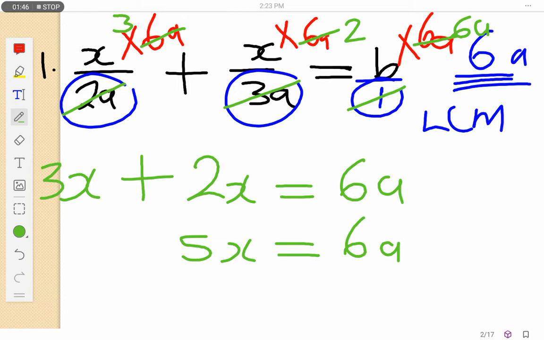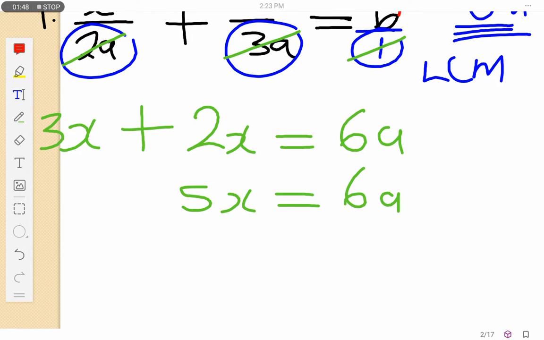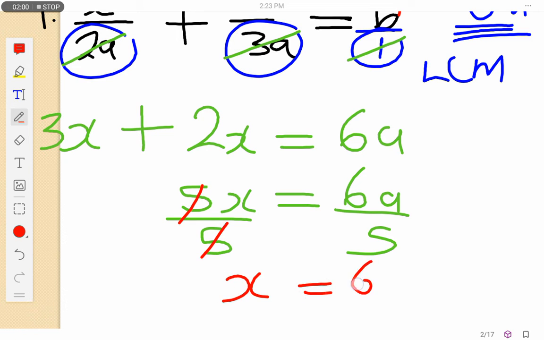We want to find our x, so we are going to divide everything by 5. Dividing by 5, dividing by 5. So on this side, 5 and 5 will cancel off each other, and we'll get our x as 6a over 5. This becomes our final answer there.